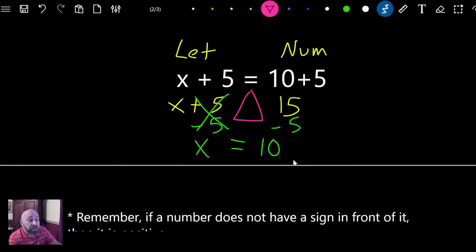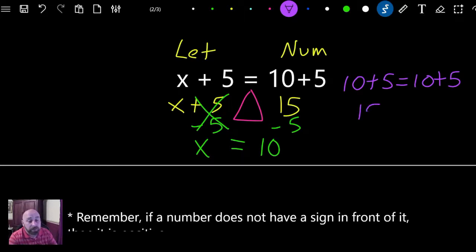Now how do we check that? Plug it back in here and let's see what we get. 10 plus 5 equals 10 plus 5. Well, yes it does. So 15 equals 15, and we checked it, and we are correct.